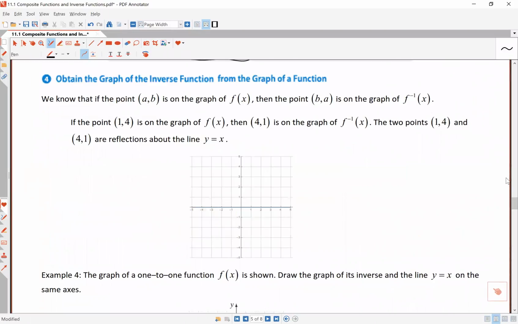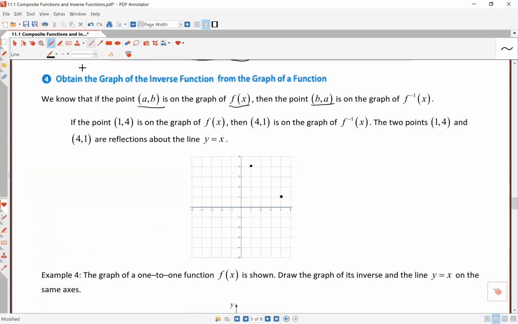One of the most important properties of a function f and its inverse function: if the function f of x is 1 to 1, then the inverse is a function. And if we know that (a, b) is on the graph of f of x, then we swap the ordered pair, (b, a) is on the graph of f inverse. So if we have the point (1, 4) on the graph of f of x, then the point (4, 1), found by swapping x with y, is on the graph of f inverse of x.